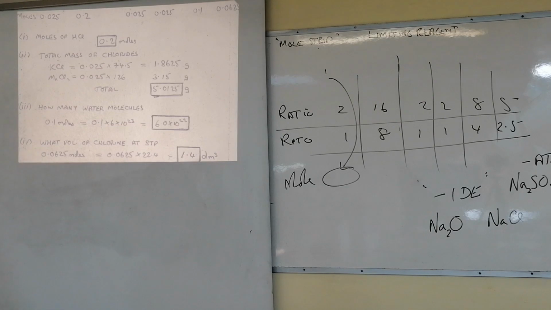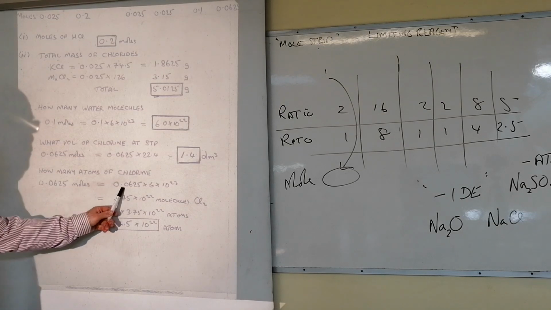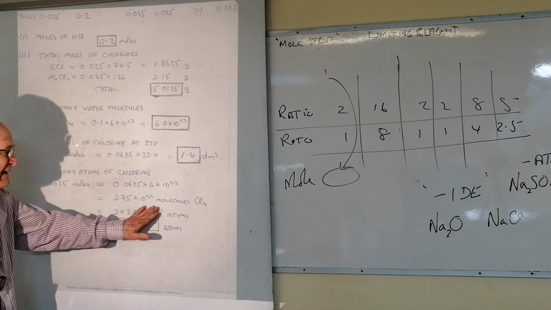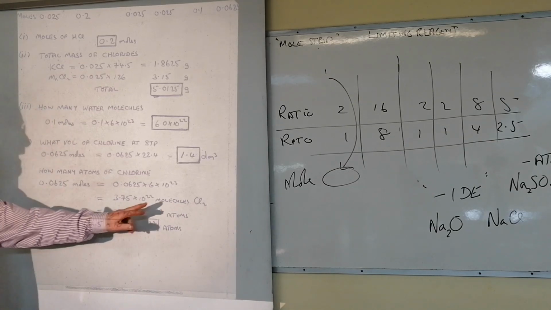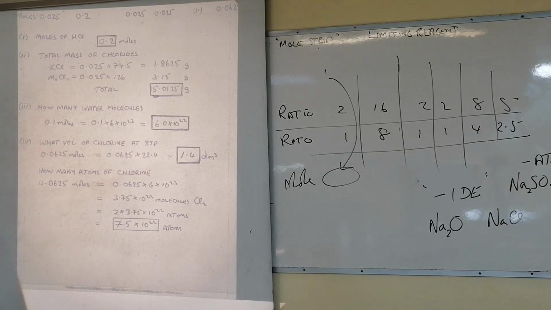How many atoms of chlorine are in this amount? And of course, this amount is the same number of moles, multiplied by Avogadro's number, and you get molecules of chlorine. Please say that and tag it. Every molecule has 2 atoms, so you must multiply by 2, and that's what you get there. That's very important that you're getting that right.